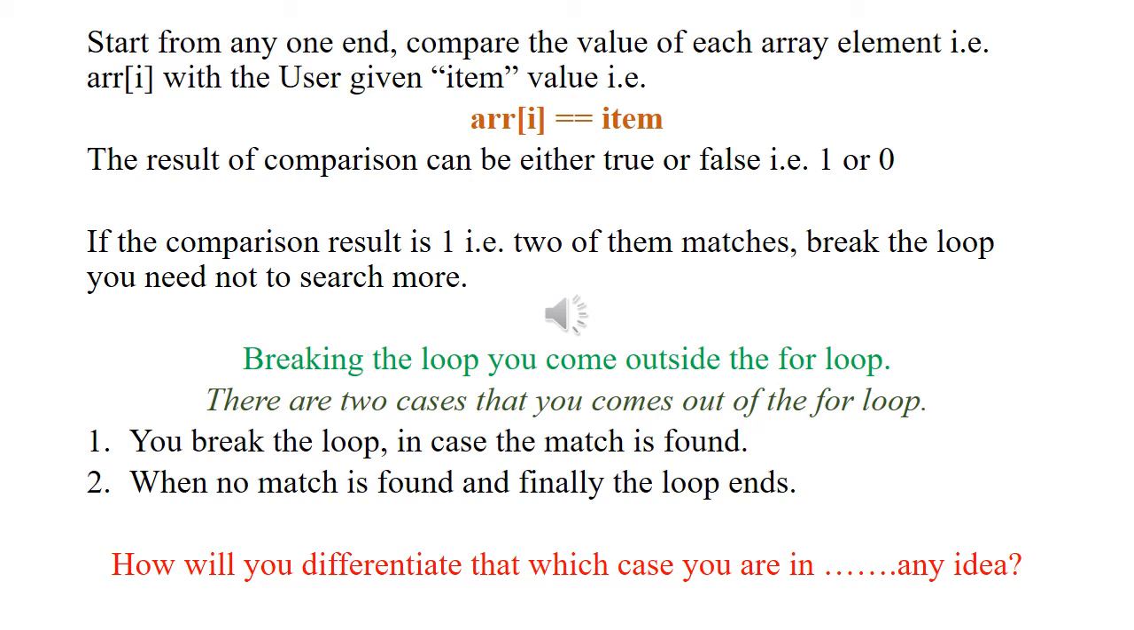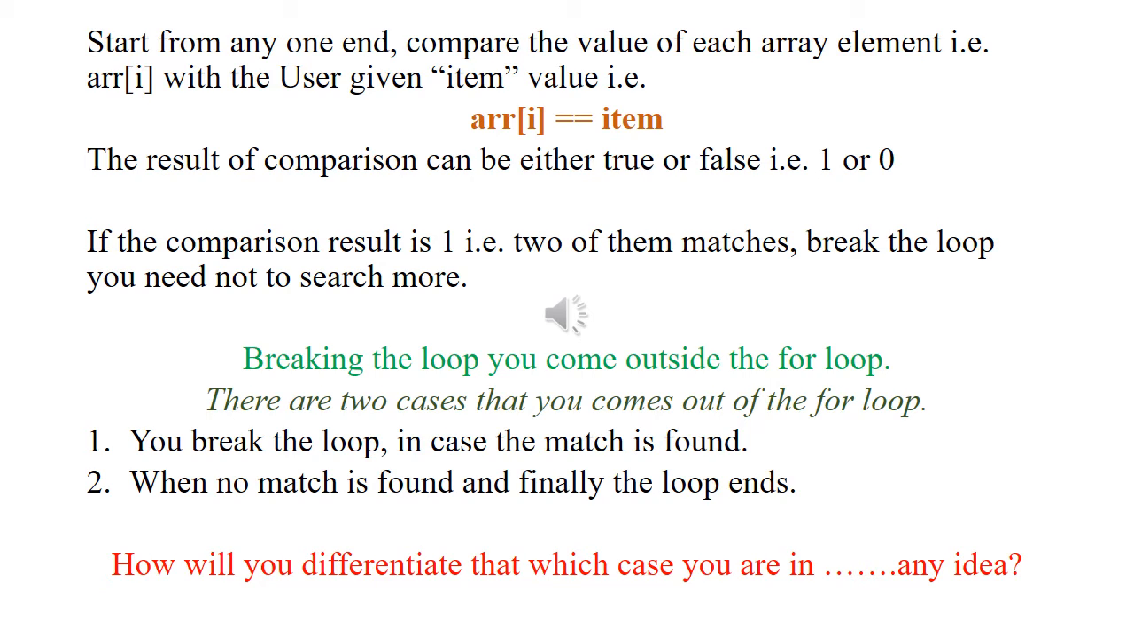Start from any end. Compare the value of the array element, that is ARR I, with the user given item value. In this program, we are going to start from the left hand side, that is ARR 0. Compare the value of each array element. Firstly, we compare ARR 0 with the item. So here we write I because we are going to use it in the for loop. So ARR I equal to item. It's double equal, not single equal. Double equal to is the comparison operator.